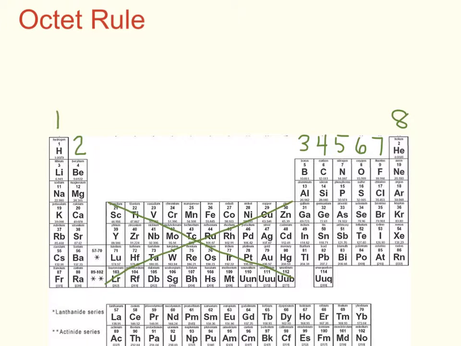The octet rule means just like it sounds. It means that we need to have 8 electrons in our outer energy shell. So we have to have 8 electrons in the valence shell. And the reason we want this is because it makes our atom more stable. So we do it for stability.